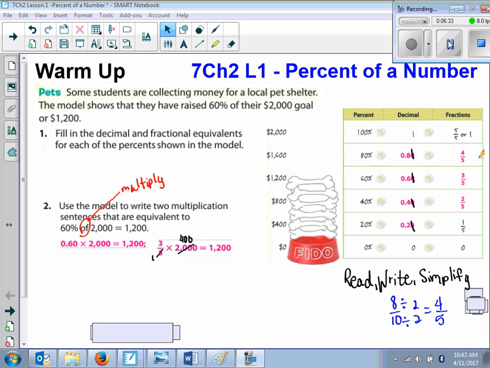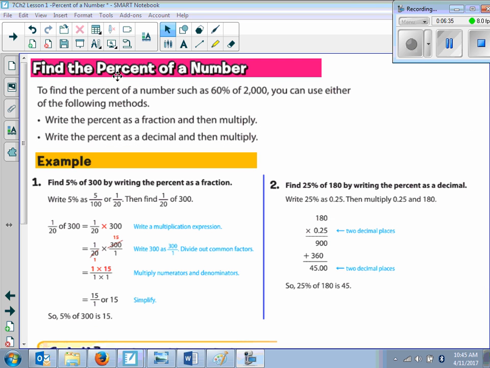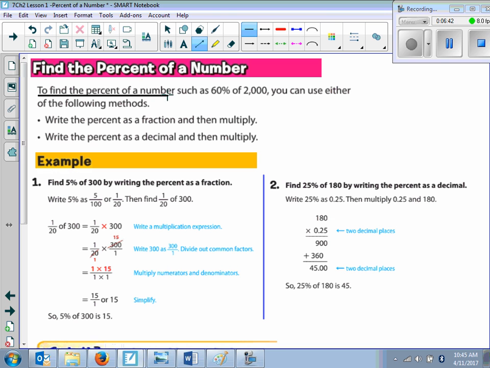Very good. All right, so I want you to write, find the percent of a number. And this is what I want you to write here. To find the percent of a number, such as 60% of 2,000, you can use either of these two methods. You can write the percent as a fraction and then multiply, or you can write the percent as a decimal and then multiply.